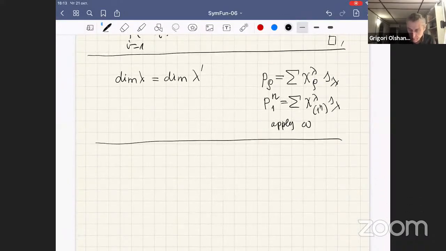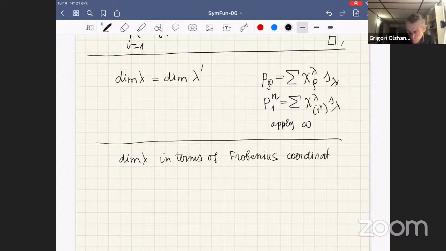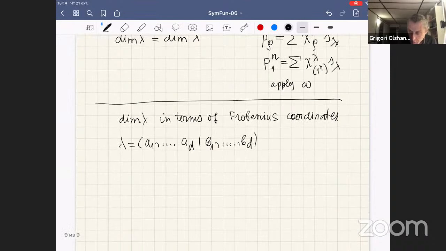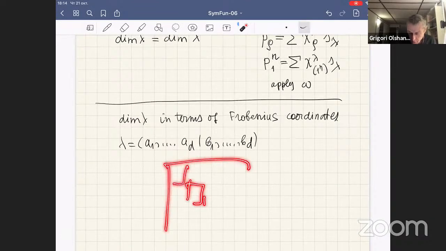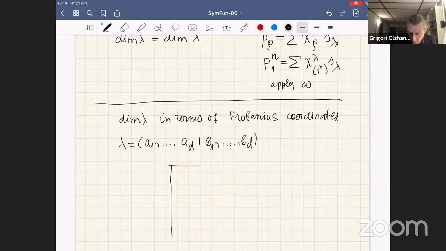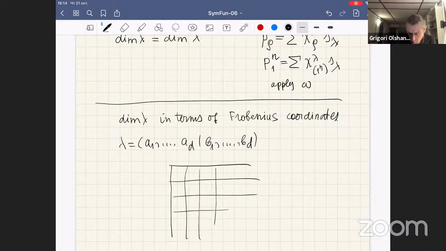There is one more version in terms of Frobenius coordinates. Recall the Frobenius coordinate notation. We write... and this is as follows. So we see the Young diagram, something like this. Okay, I will draw the picture. The Durfee square.